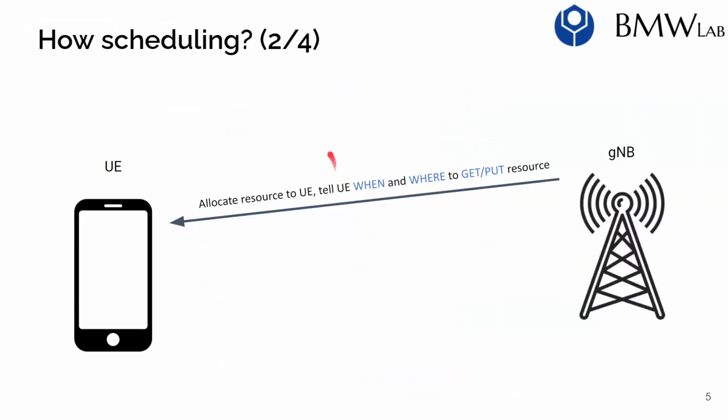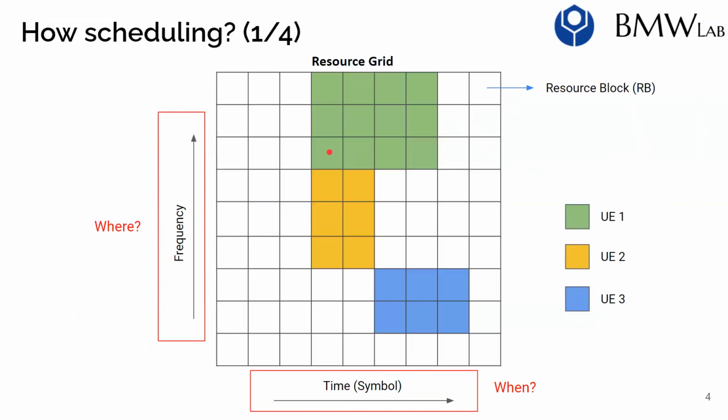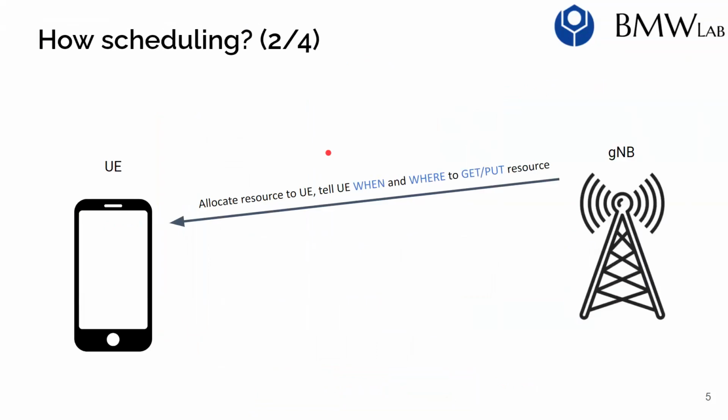Okay. Here, yes. Here, a little bit of a mistake. Resource grid is the minimum. You mean the resource element, right? Yeah. Oh yeah. Okay. I know my mistake.